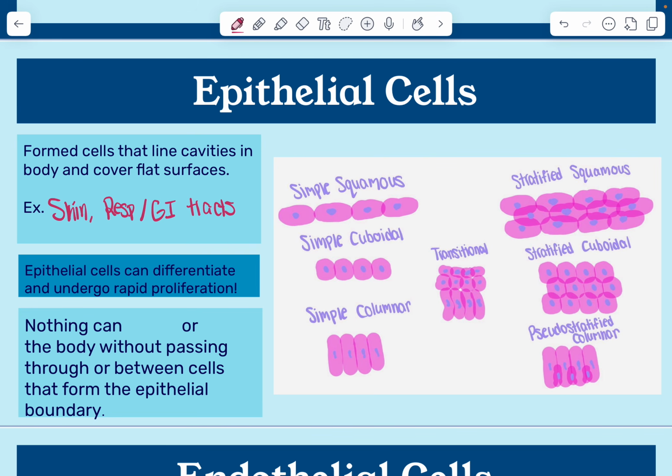Epithelial cells can differentiate and undergo rapid proliferation, so when our epithelial cells are injured, they're easily replaced. And nothing can leave or enter the body without passing through or between cells that form the epithelial boundary.